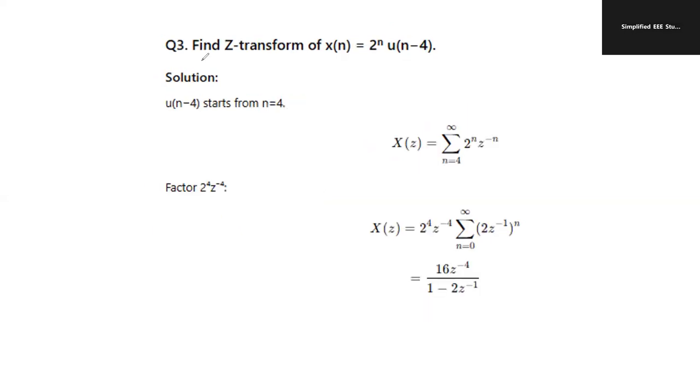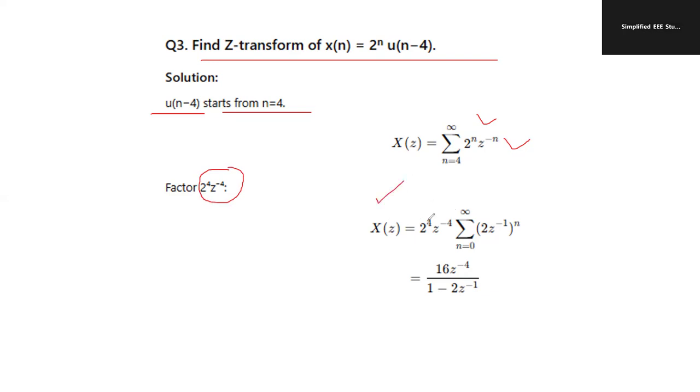Another important question is: find the z-transform of x of n equal to 2 to the power n u of n minus 4. Here, u of n minus 4 begins from n equal to 4. Correct? Therefore, X of z, the general formula you can apply, sum from n equal to 4 to infinity of 2 to the power n z to the power minus n. The factor will be 2 raised to 4. Put n equal to 4, then z becomes z to the power minus 4. Correct? So the factors are 2 to the power 4, z to the power minus 4.